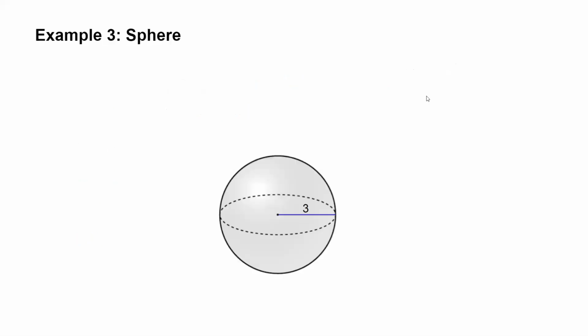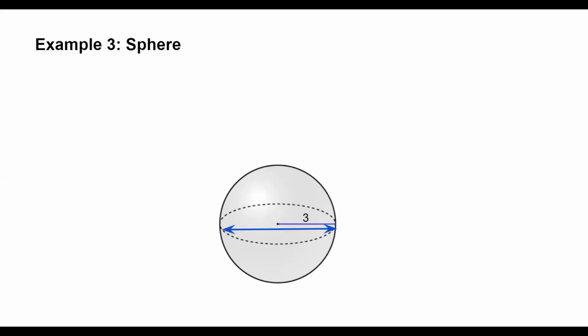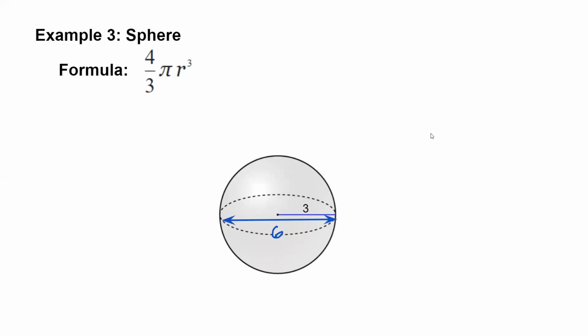Next shape, a sphere. Here we have a sphere, and it has a radius of 3. Same warning about spheres. Sometimes you might be given the diameter. For instance, for exactly the same sphere, they could have said that this dimension is 6, and it's the same thing, but we want to convert that 6 to a 3 so that we have the radius before we get started. So there's the formula for a sphere. 4/3 times pi times r cubed.